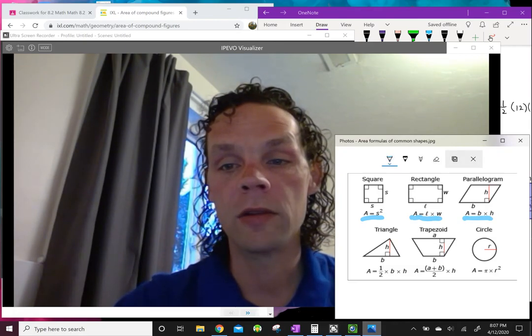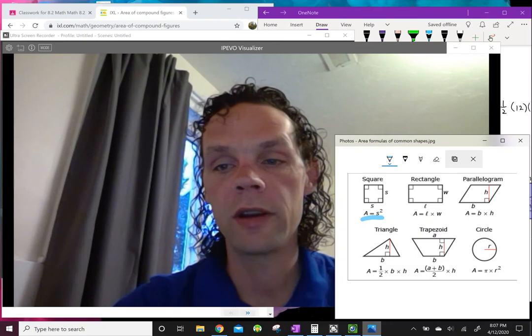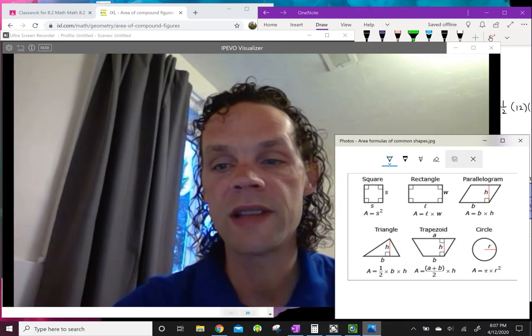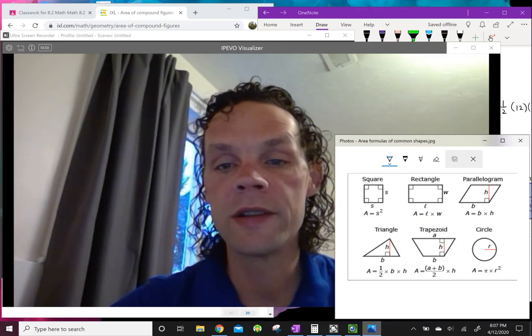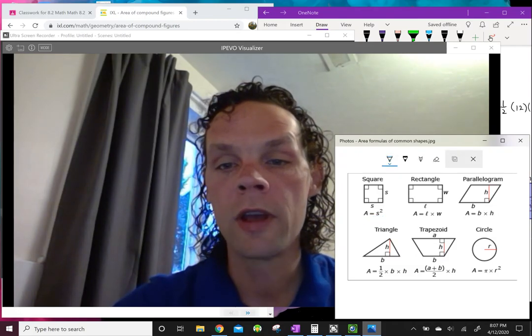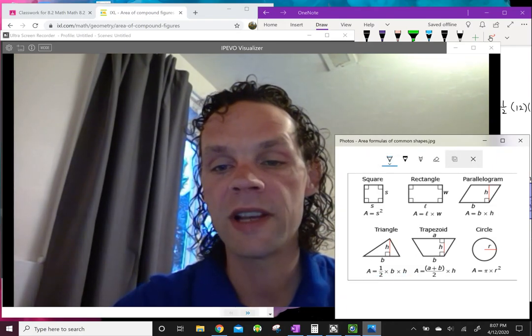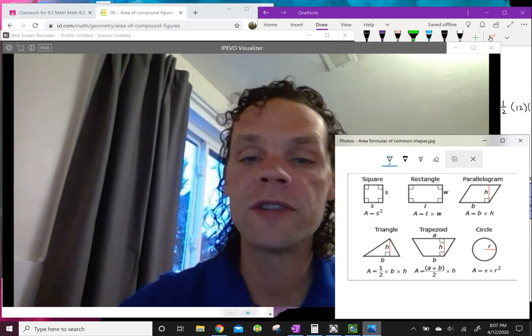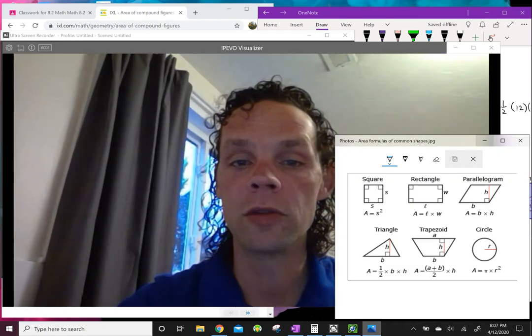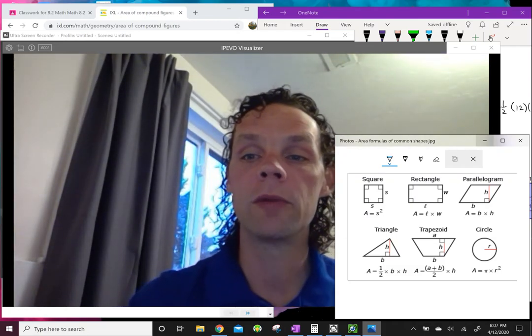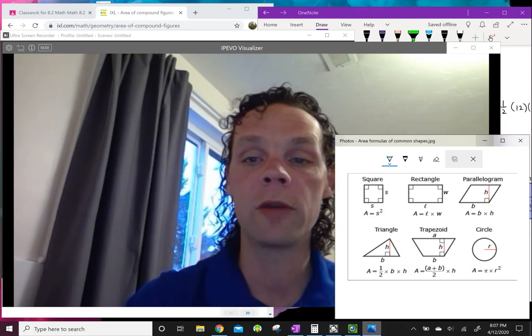Area of a rectangle is length times width. Area of a parallelogram is base times height. And square is area equals side squared. When we found area of triangles, it was 1/2 the base times the height, or base times height divided by 2. Make sure you have these formulas. Make sure it's something you're learning and remembering, but right now we're just using them, okay?